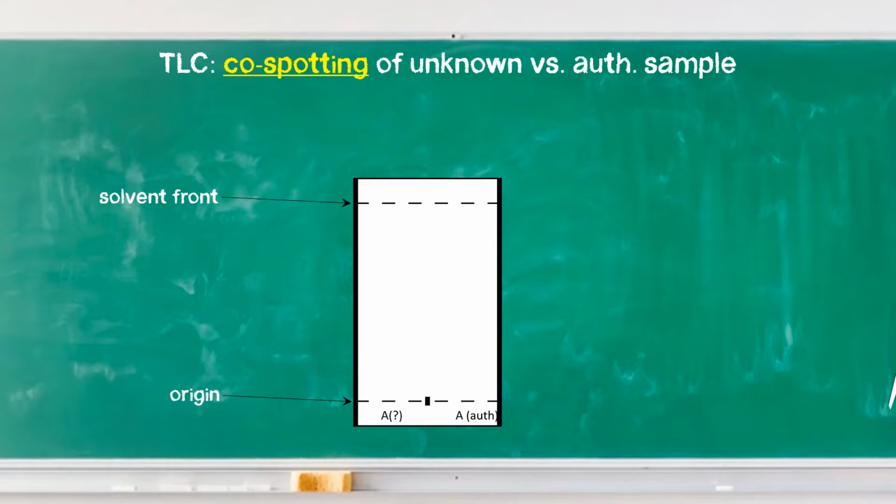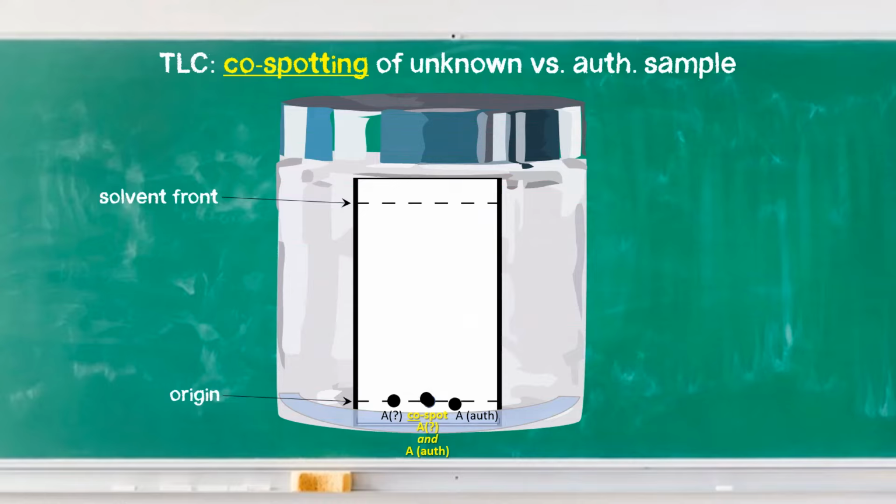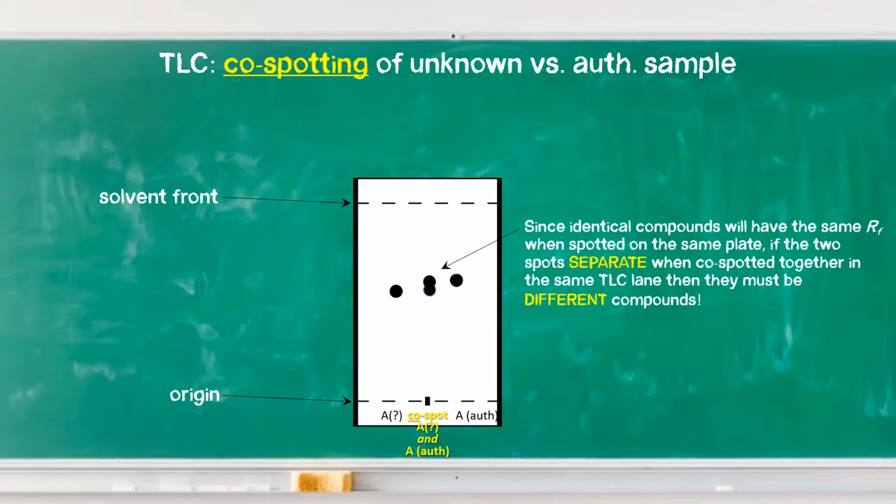In this example, we see how TLC co-spotting can be helpful. We again spot in separate lanes on the same TLC plate both the unknown suspected to be A and an authentic sample of A. But in a third separate lane, we also spot both the unknown and the authentic sample directly on top of each other at the same location at the origin. After the plate is eluted, the eluent evaporated, and the spots visualized, we see separation of spots in the co-spotted lane.